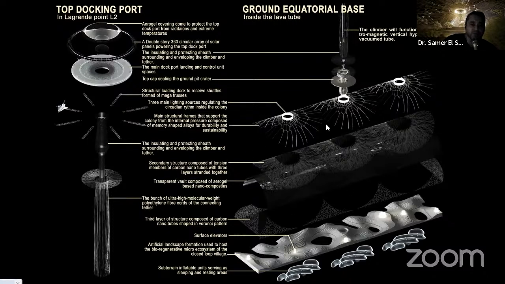And all of this part, by the way, is housed inside a lunar lava cave, and that is the reason for the linear formation of the habitat. And then there is the superstructure, or the part that will be above the ground of the Moon, until it reaches the orbital station.